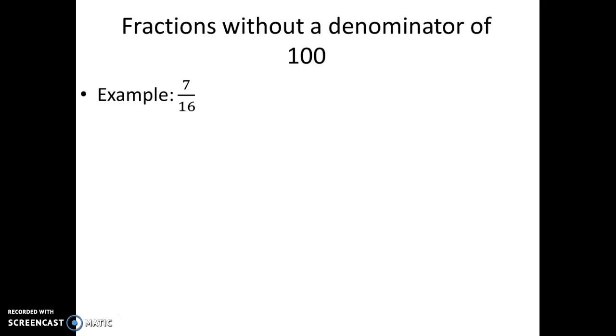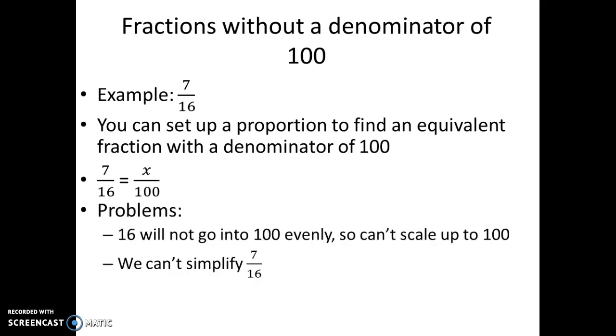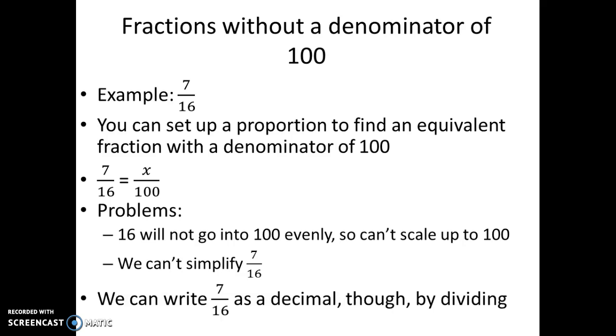Last example. Well, what about 7/16? What if I want to write this as a percent? We can set up a proportion, similar to our last problem, to find an equivalent fraction with the denominator of 100. The only problem with this is that 16 will not go into 100 evenly, so we can't scale up to 100. Also, we can't simplify 7/16. They don't have anything in common. So what do we do? We can write 7/16 as a decimal and then change it from a decimal to a percent.